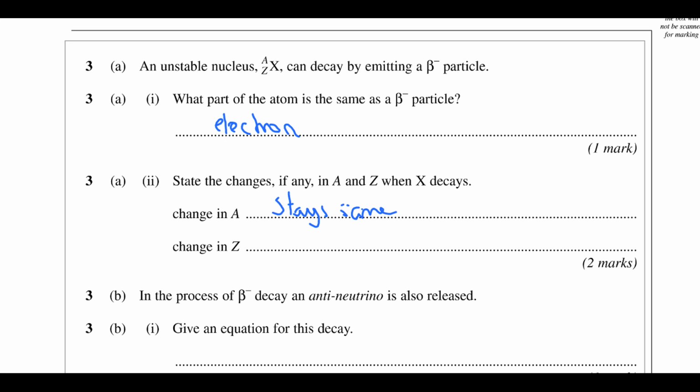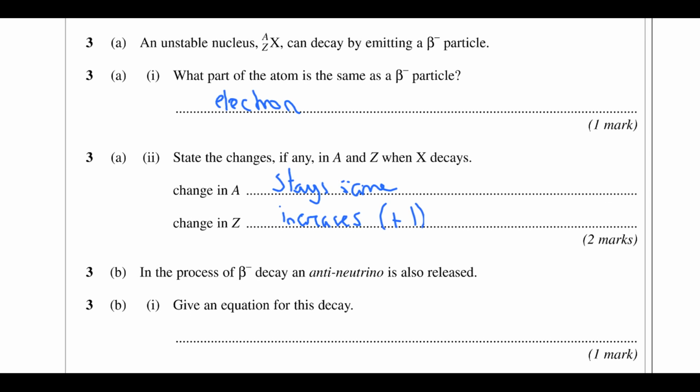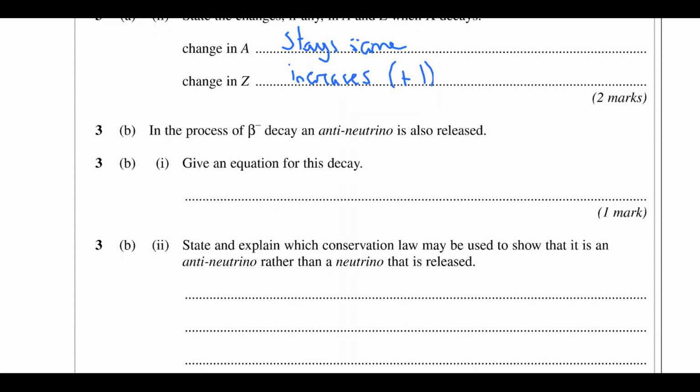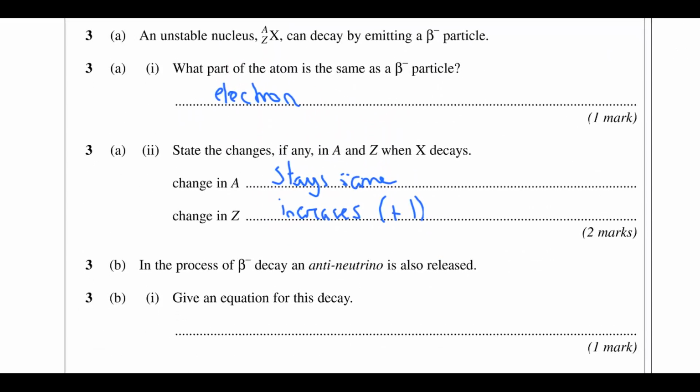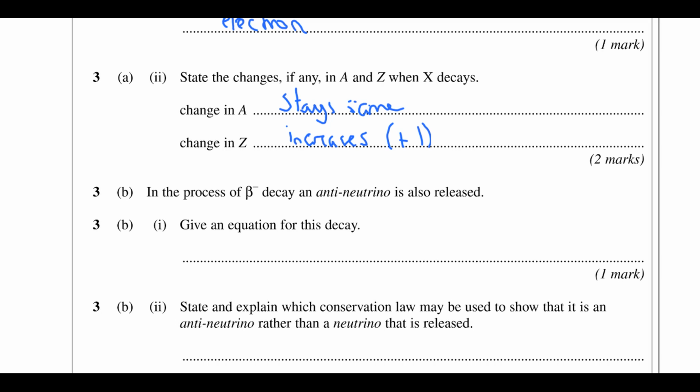Because what you're going to get is a neutron turning into a proton, so you're going to have the same nucleon number, and proton number is going to increase by 1 because the neutron's turned into a proton. Okay, so in the process of beta minus, we get an antineutrino being released. So do we have any details? No, so it's just going to want a general equation here.